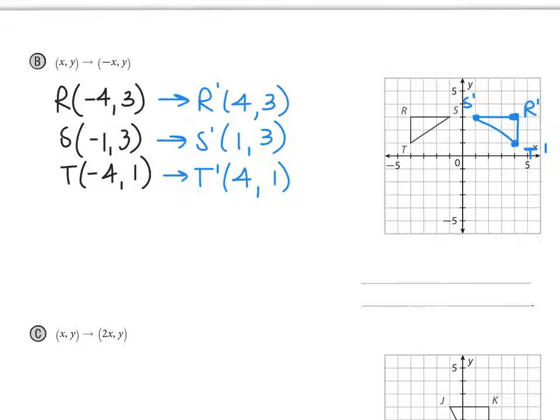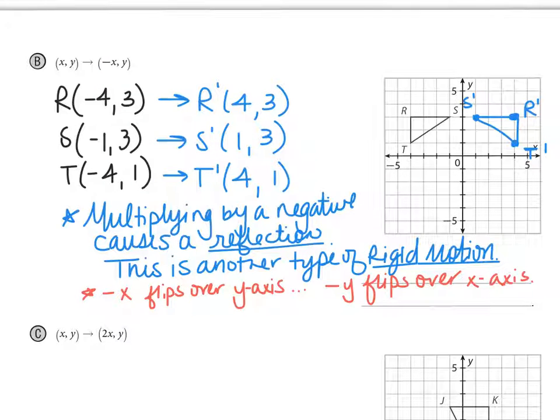So let's go ahead and take ourselves a note for that. Notice that that happened because we had a negative value, and that's the only thing that was happening. All we were doing was changing the sign on one of the values. All right, so multiplying by a negative causes a reflection. So we just talked about those two vocabulary words, which is another type of rigid motion, because again, my pre-image and my image end up being the same size.